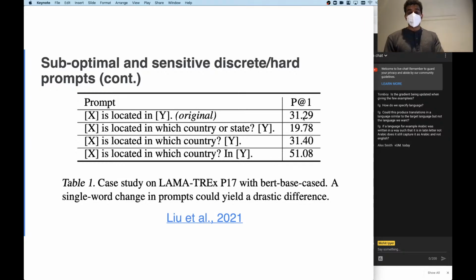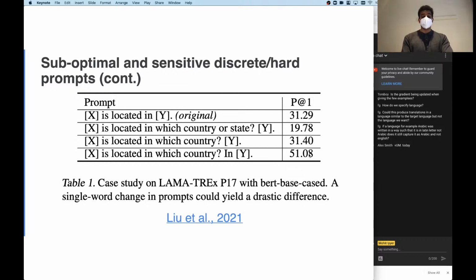And annoyingly, the performance, here they're showing the precision at 1, is highly dependent on the format of the prompt. So asking X is located in which country, question mark, in Y.